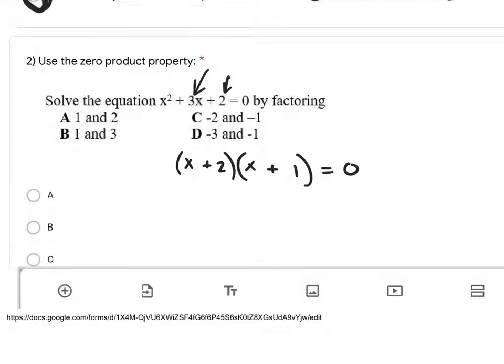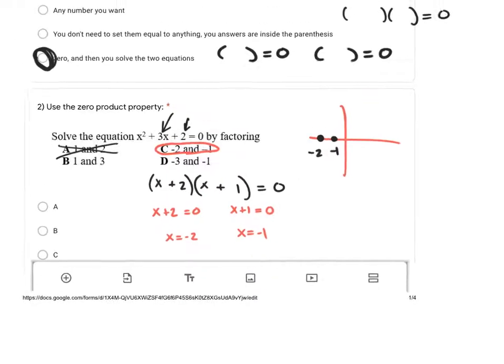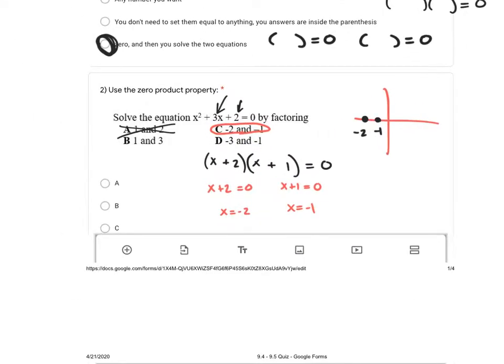Now, a trick answer is A. A is not correct. Sometimes people will pick that because they see their 2 and their 1. But we now need to use the zero product property and set them both up equal to 0 and then solve. So the actual answer on this is C, of negative 2 and negative 1. And remember that what this is telling us are the two spots that this U-shaped curve crosses over the x-axis.